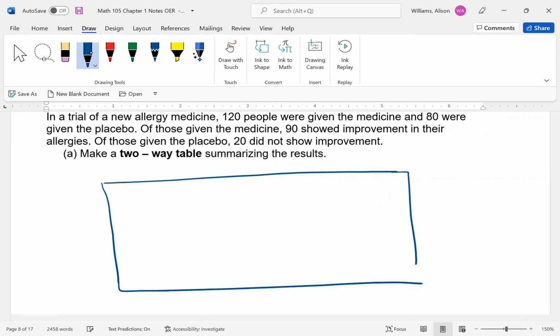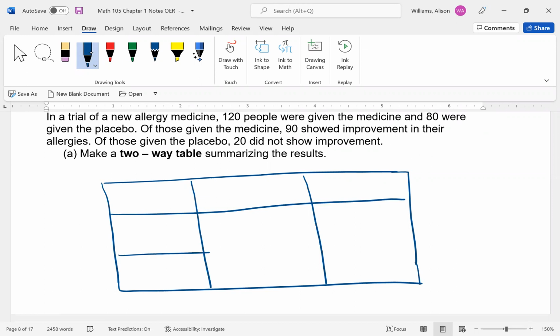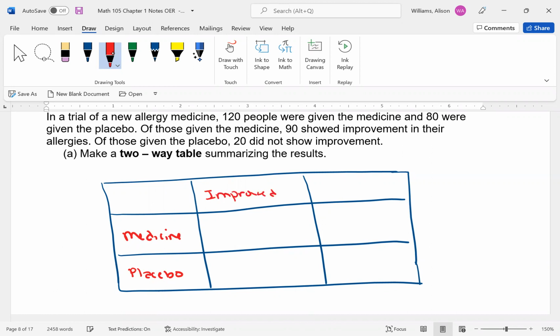Hopefully I made this big enough. So, 3 columns, 3 rows. And what I have is that people got medicine or the placebo, and they either improved or didn't improve. So I'll say not improved.